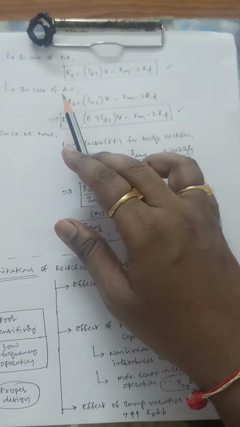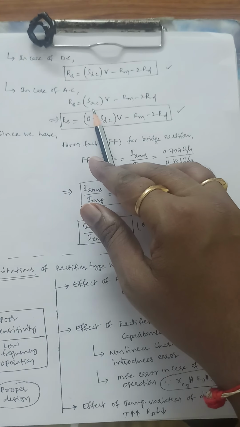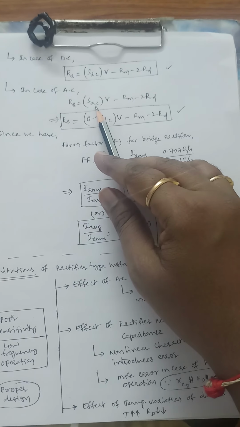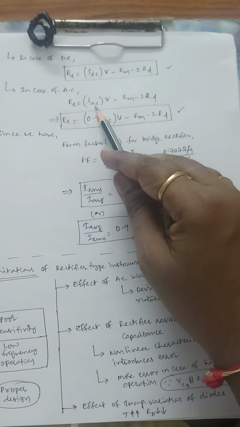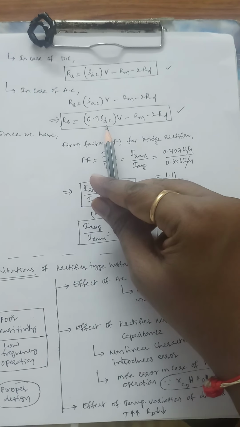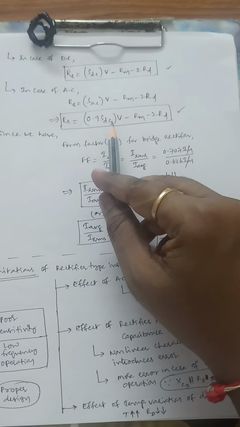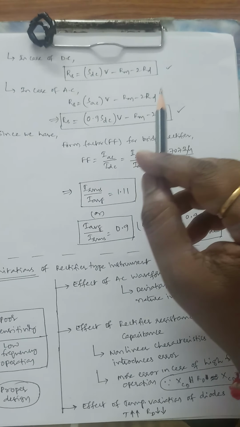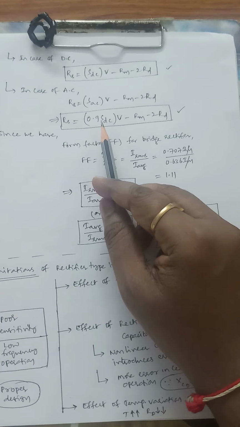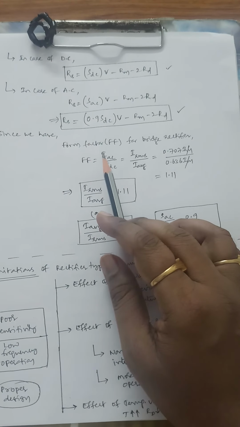In case of AC operation, what happens? This S becomes SAC. This SAC is a variable value, because the RMS value is variable, so we cannot consider this directly. What we can do is replace SAC with SDC in this manner: SAC equal to 0.9 times SDC, into V minus RM minus 2 times RD. Where have we got this equation from? We are going to consider the form factor.